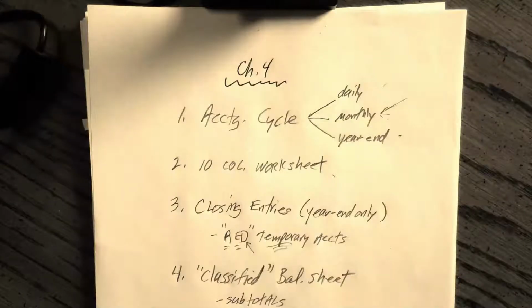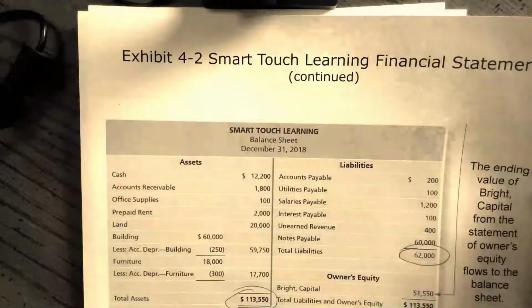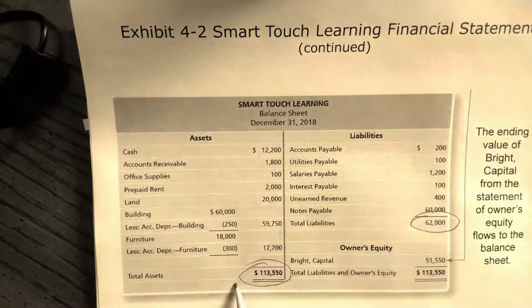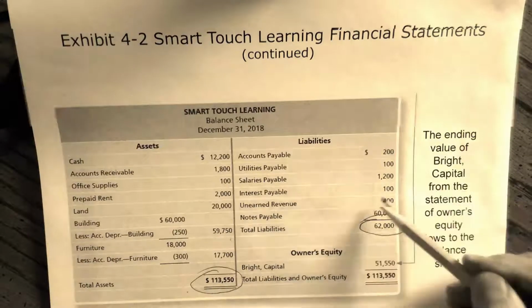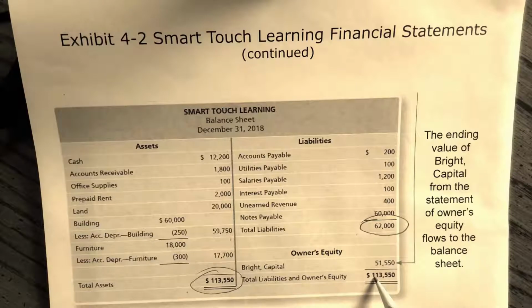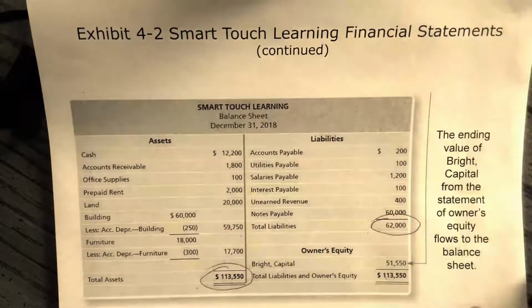The last learning objective I want to call to your attention is the classified balance sheet. Previously, when balance sheets were shown, they simply had several asset accounts totaling down to final total assets for the year, several liability accounts coming down to one liability total, then the owner equity section.